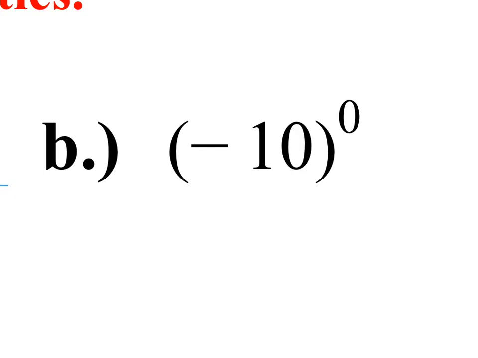Anything to the 0 power equals? 0. No. 1. Literally, it's equal to 1. That's it. So for B, negative 10 to the 0 is 1. Make sure you have it because we're moving on.